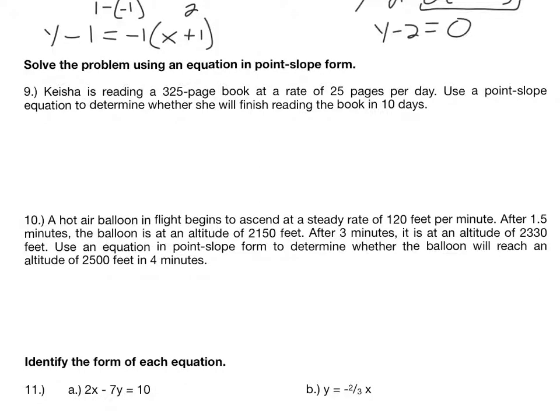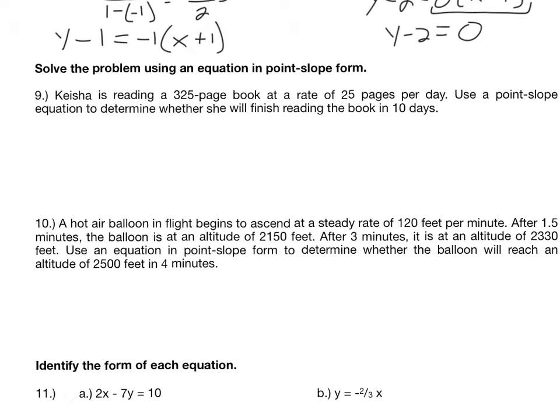So Keisha is reading a 325-page book at a rate of 25 pages per day. There's your constant rate of change. And so she's subtracting 25 pages per day, right? Because she's reading it, she gets closer and closer to the finish line. So every day she subtracts 25 pages. So your slope is actually going to be negative. It's going to be -25. We're constantly finishing 25 pages.